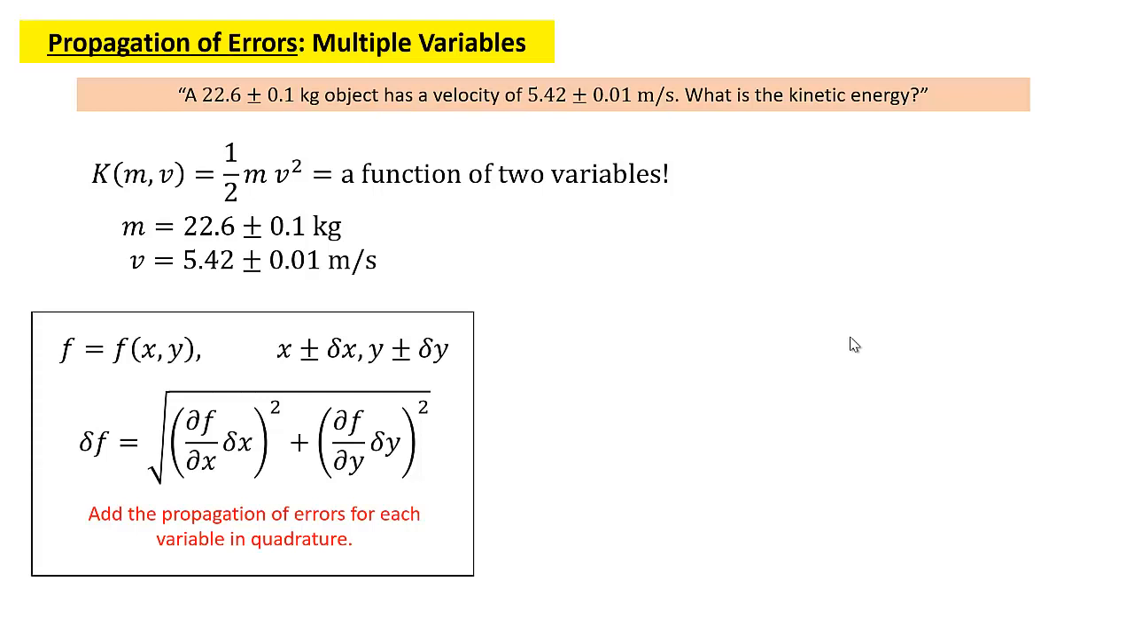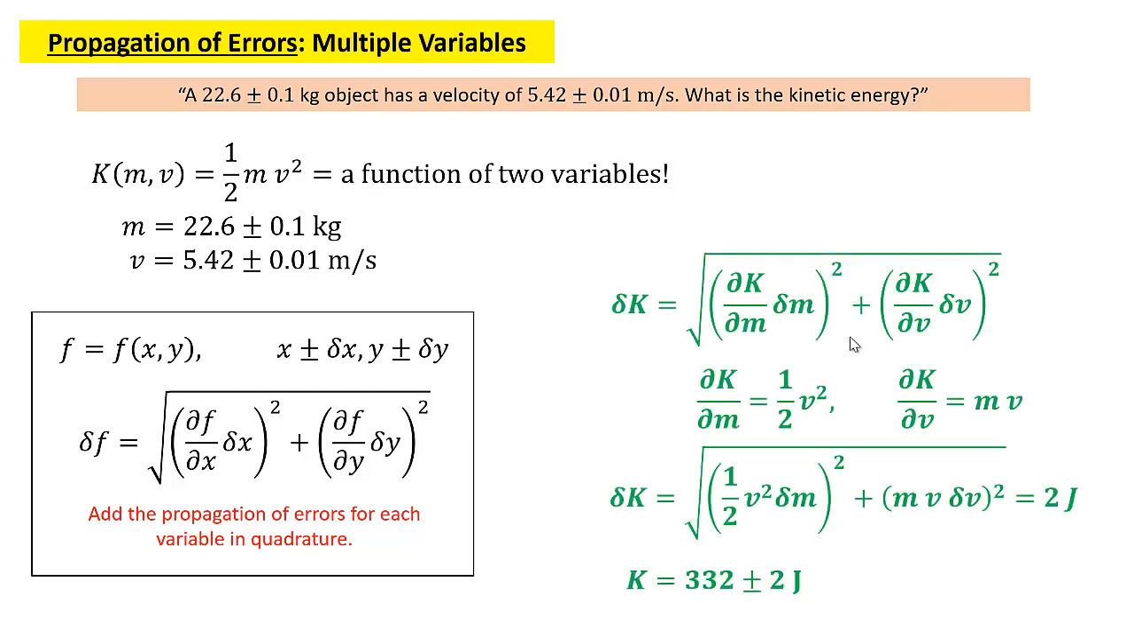So now, if you have, in general, some function that's a function of x and y, two quantities with their own uncertainties, then the uncertainty in that function is the uncertainty of each variable added together in quadrature. So you take the partial derivative of f with respect to x times its uncertainty delta x, square that, and add that to the square of the associated uncertainty in the y direction.